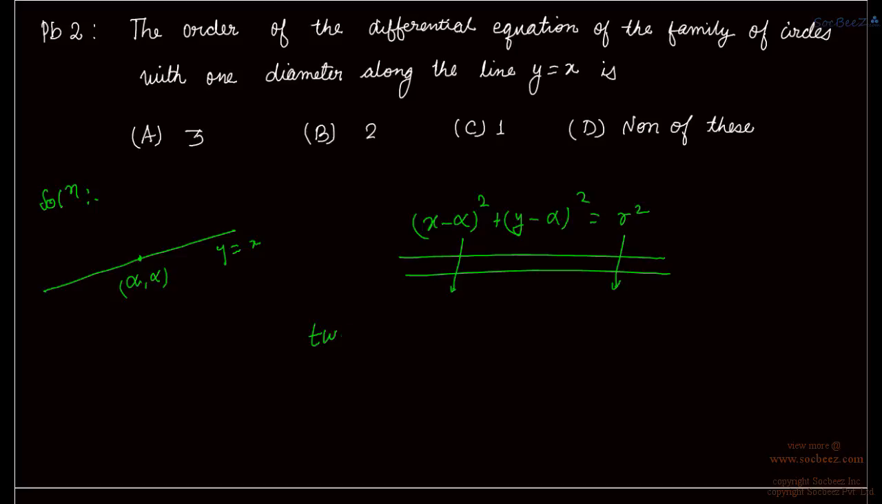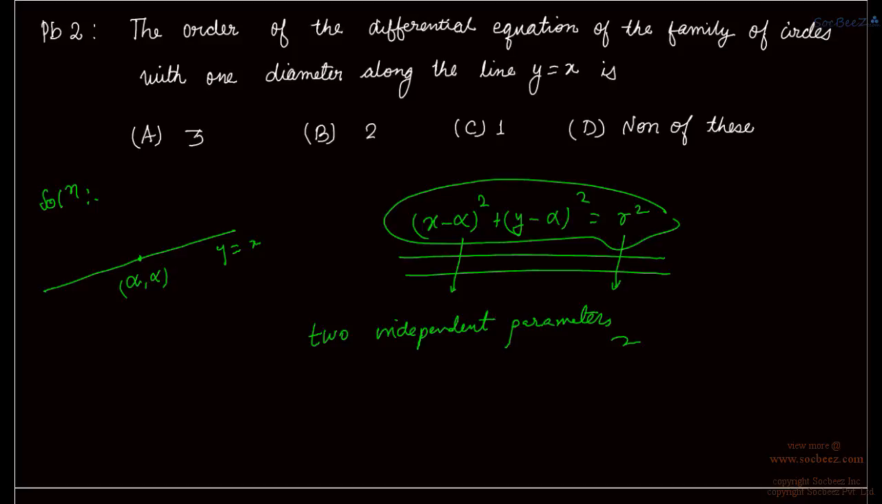So two independent parameters are there in this equation. So the order of the differential equation to remove these parameters is 2, right? We have to differentiate this equation 2 times so that all the parameters vanish. We have to differentiate it a minimum number of times so that all parameters vanish. That minimum is 2. So the order of the differential equation we are getting is 2 in this case.